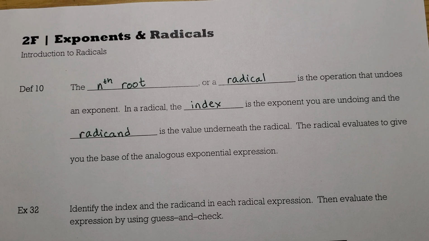So in an nth root, or sometimes just referred to as a radical, you're going to undo an exponent. The little number is the index, and the number under the box is the radicand.